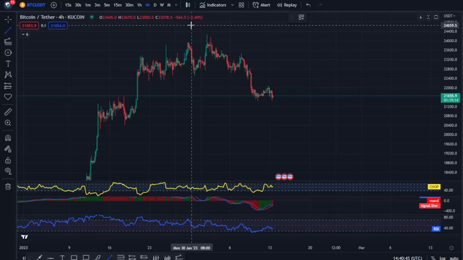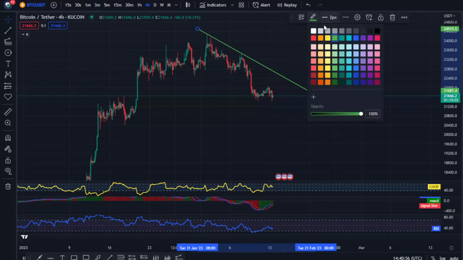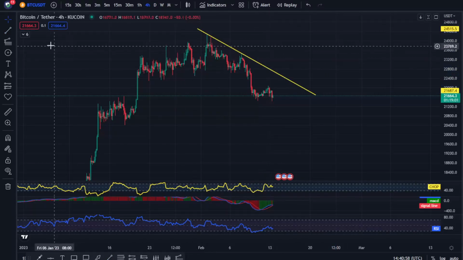Let's start by checking the current situation on the BTC pair to USDT, taking into account the 4-hour interval. First, we will use the yellow line to mark the local line of the falling trend under which the price is currently moving.